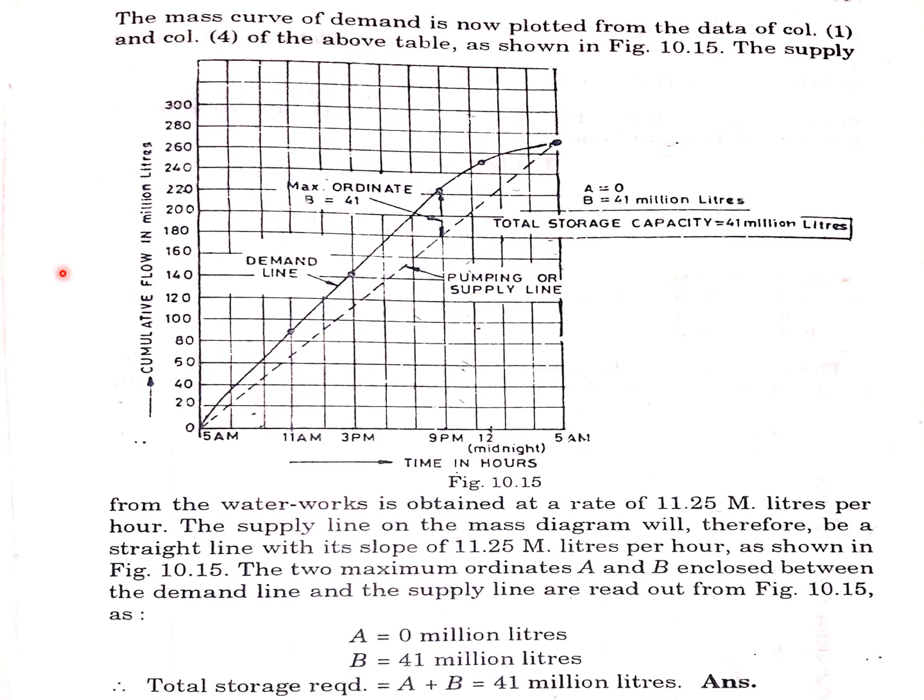So this problem will be asked in the university. Okay, can you understand the problem? Demand versus supply. Now suppose in the diagram the curve goes like this, what would happen? Above the straight line there would be a maximum ordinate here, so we can calculate A plus B. Now only B comes as the maximum ordinate, so you can take it as 41 million liters.